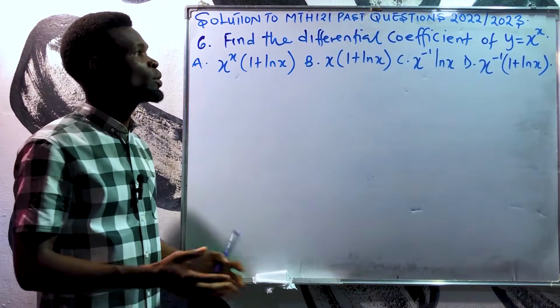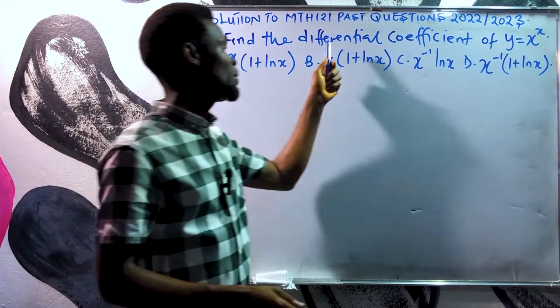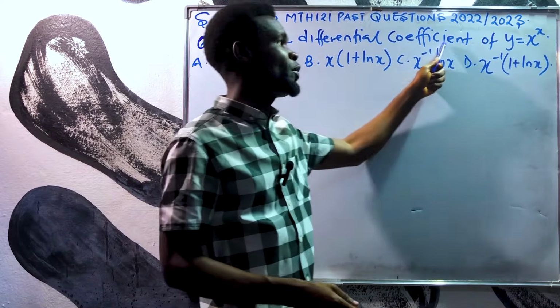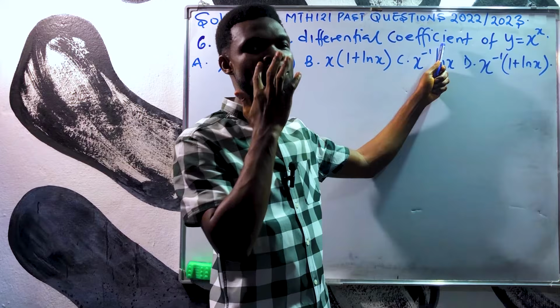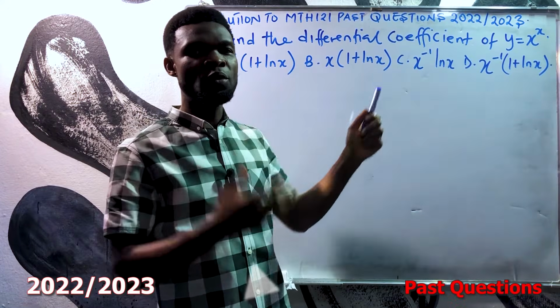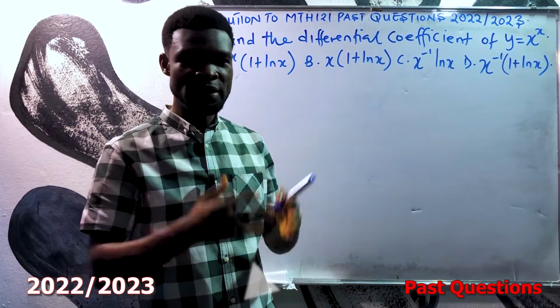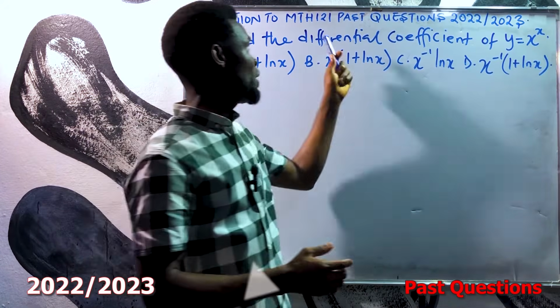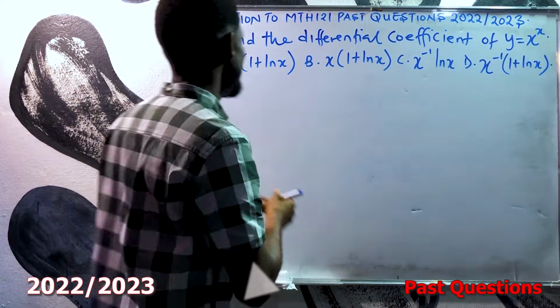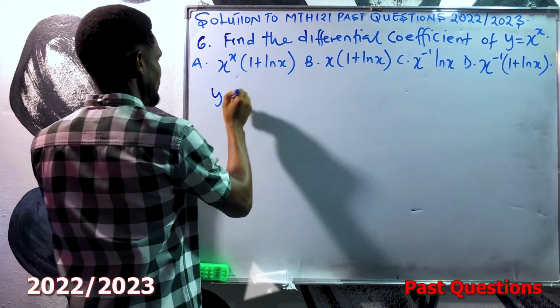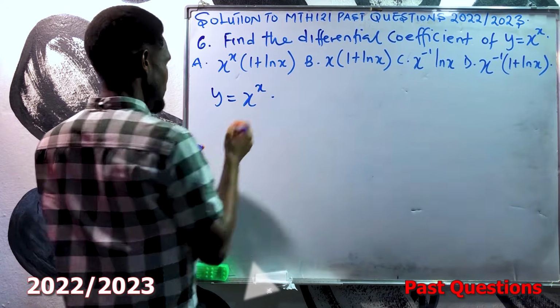All right. The next question in the past question says find the differential coefficient. Don't be confused with English. Differential coefficient, derivative, all of them mean the same thing, dy dx. Find the differential coefficient of y equals x raised to the power of x.